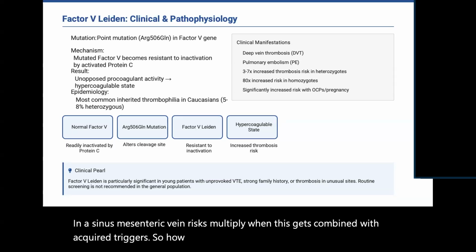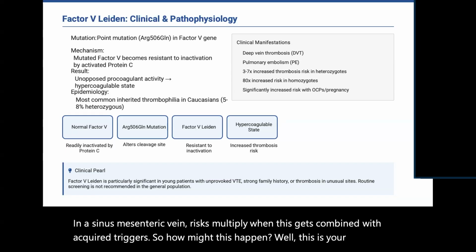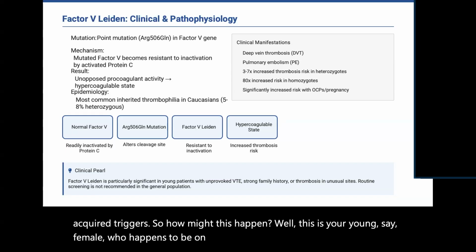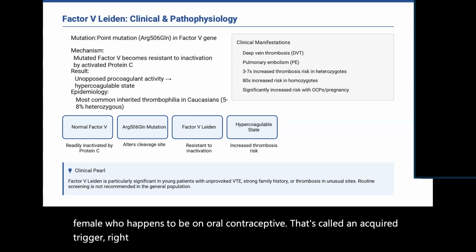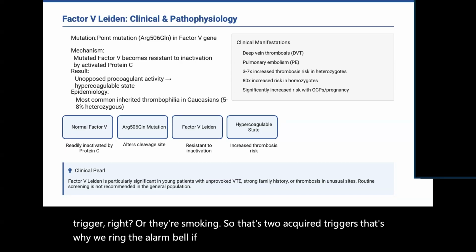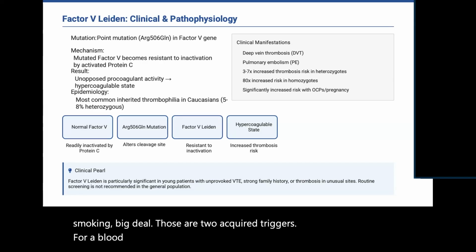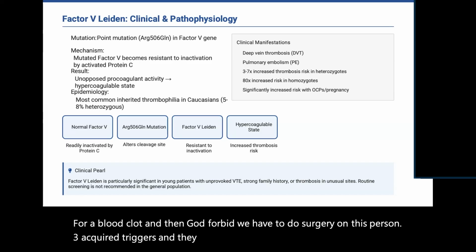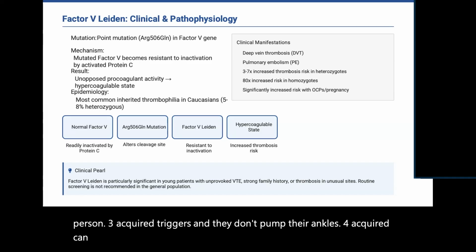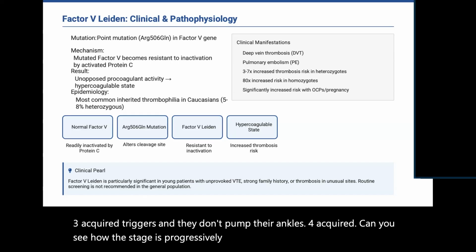So how might this happen? Well, this is your young, say, female who happens to be on oral contraceptive. That's called an acquired trigger, right? Or they're smoking. So that's two acquired triggers. That's why we ring the alarm bell if any female is on oral contraception and smoking. Big deal. Those are two acquired triggers for a blood clot. And then, God forbid, we have to do surgery on this person. 3 acquired triggers, and they don't pump their ankles. 4 acquired triggers. Can you see how the stage is progressively being set for a thrombosis to form?